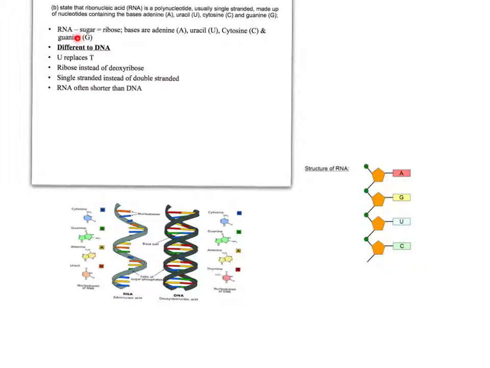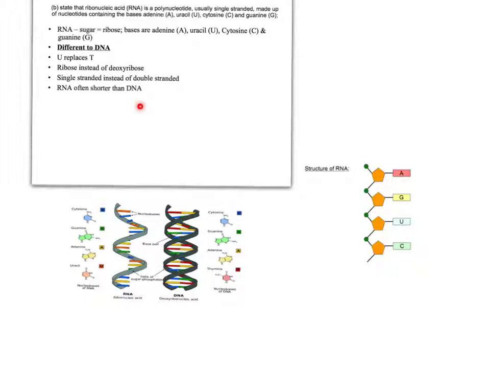For a start, the sugar is not deoxyribose as it was in DNA. It consists of a sugar called ribose, and there are 4 bases, but the base thymine doesn't exist. Instead of thymine, we have another base called uracil. So the bases that we get in RNA are adenine, uracil, cytosine, and guanine. So uracil replaces thymine, ribose instead of deoxyribose, and RNA is a single-stranded molecule rather than the double-stranded molecule we get with DNA. RNA tends to be shorter than DNA.